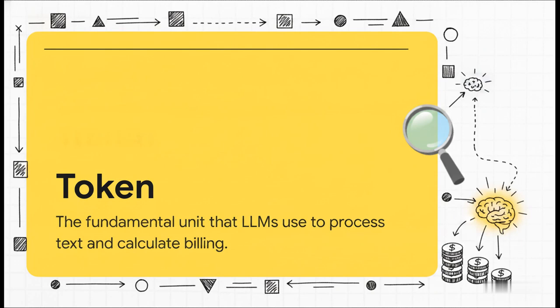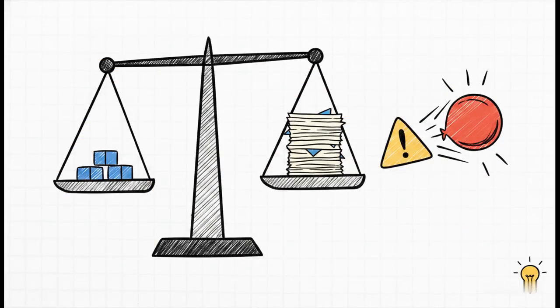See, models don't read words or characters the way you and I do. They use tokenizers to break text apart into smaller chunks. These tokens are the fundamental atomic units that all LLM processing and, more importantly, your billing are based on. Essentially, more tokens mean more processing power, more memory, and more time. So, what does that actually look like in practice?